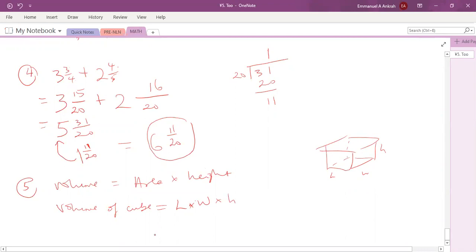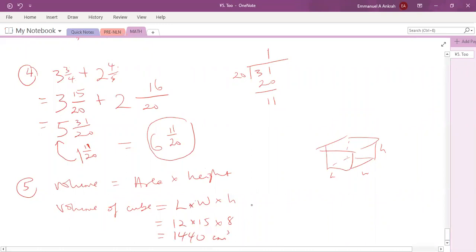Okay. And which will be given here. So this will be 12 times 15 times 8. If you multiply all this, then we should get the volume of that cube. Okay. So that should give us 1440, right? 12 times 15 times 8. So it's 1440. And the unit is centimeters cubed.